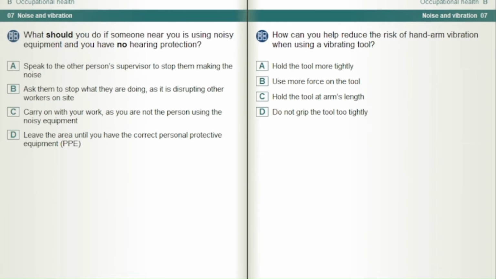What should you do if someone near you is using noisy equipment and you have no hearing protection? Speak to the other person's supervisor to stop them making the noise. Ask them to stop what they are doing as it is disrupting other workers on site. Carry on with your work as you are not the person using the noisy equipment. Leave the area until you have the correct personal protective equipment, PPE.